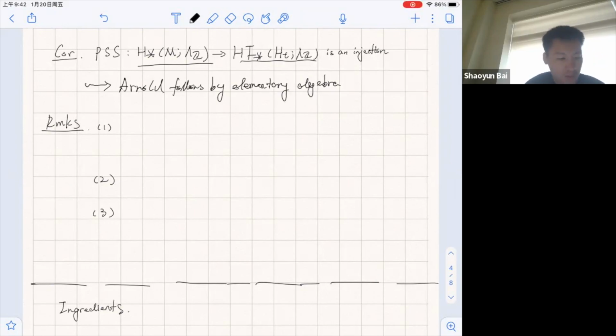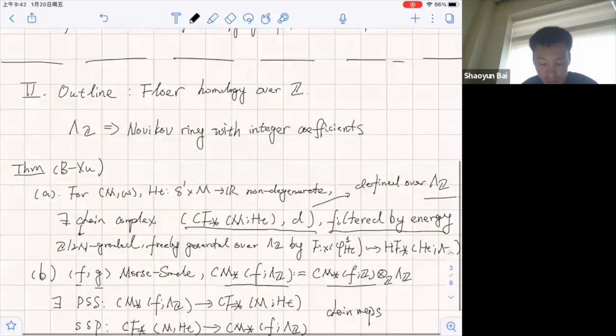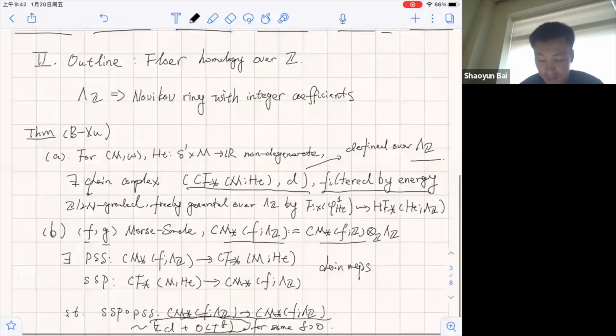So there are some things you can say about the statement. Let me state them in the form of remarks. As you can see from the statement, what we do is we just construct a chain complex, which defines the Floer homology, and we can compare that with the Morse.